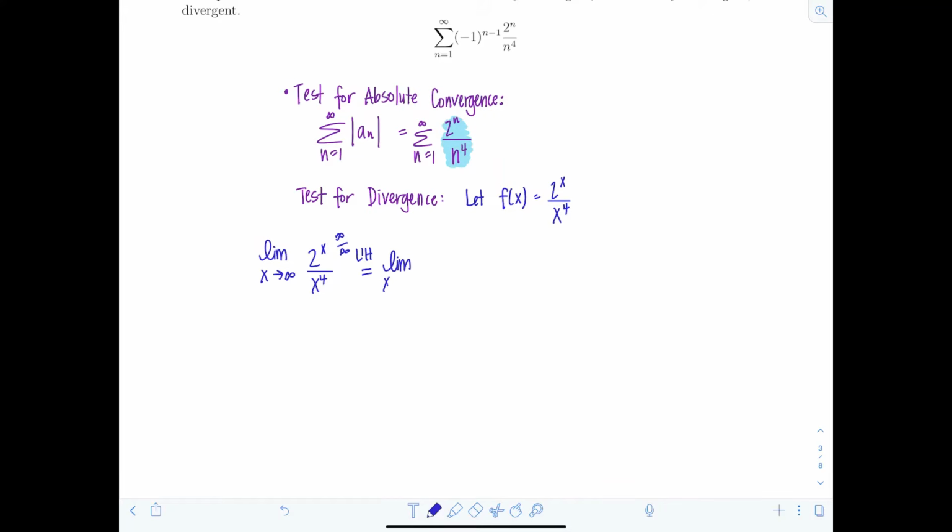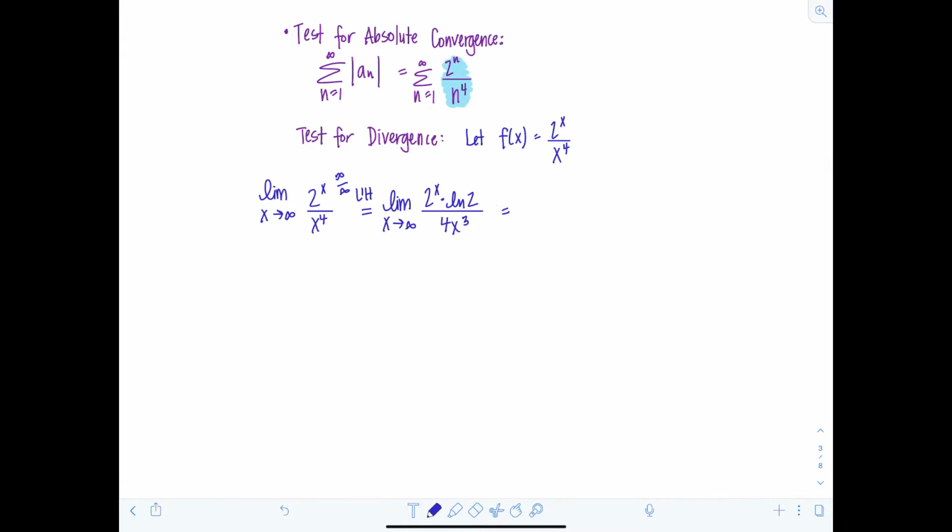I'm going to have the limit as x approaches infinity. Derivative of 2 to the x is going to be 2 to the x times natural log of 2. Derivative of x to the fourth is 4x cubed. I still have indeterminate form of the type infinity over infinity. So let's apply L'Hopital's rule again. So this is going to be the limit, x approaches infinity. Derivative of 2 to the x is 2 to the x times ln of 2, and then I have another ln of 2 over, now derivative of 4x cubed is going to be 12x squared. All right, I still have indeterminate form of the type infinity over infinity, so we'll apply L'Hopital's rule again.